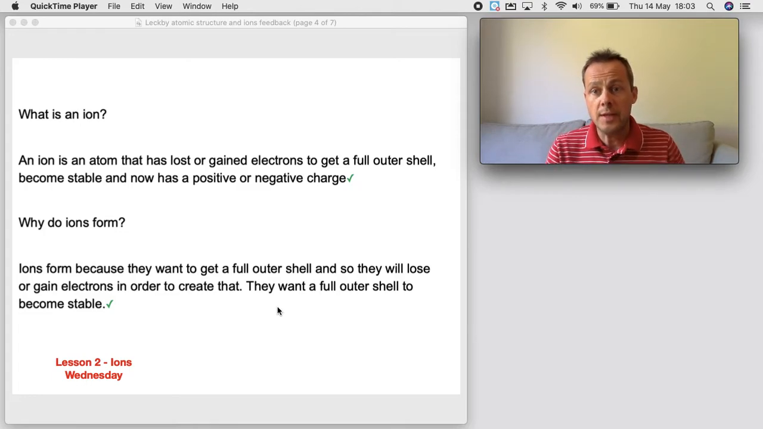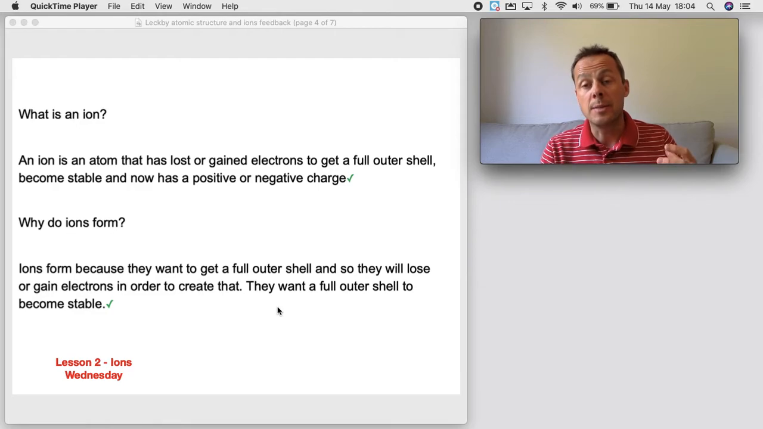Now, an important distinction we've got here is between atoms and ions. An atom has an equal number of protons and electrons. So they will have the same number of protons and electrons. But that might mean that the outer shell is not full, is not complete. And that would mean it is unstable. An ion is an atom that has lost or gained electrons to become stable by getting a full outer shell. And the reason why those ions form is, as I've said in that previous question, to gain a full outer shell to provide stability.